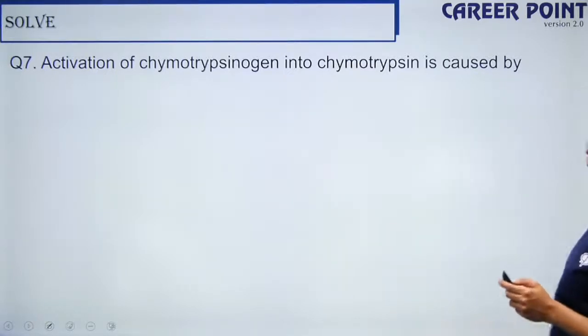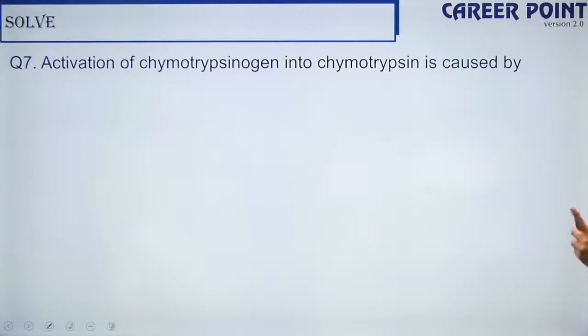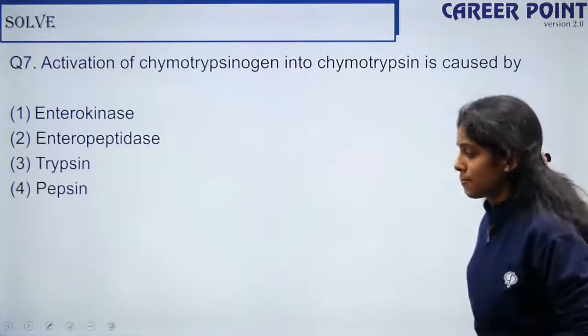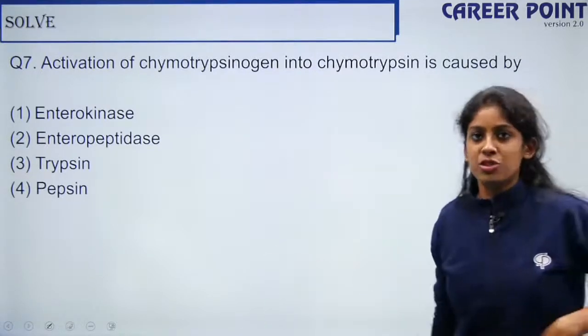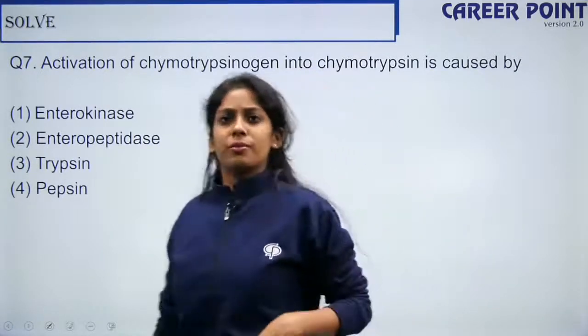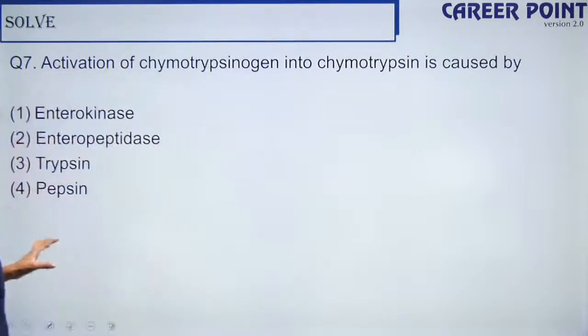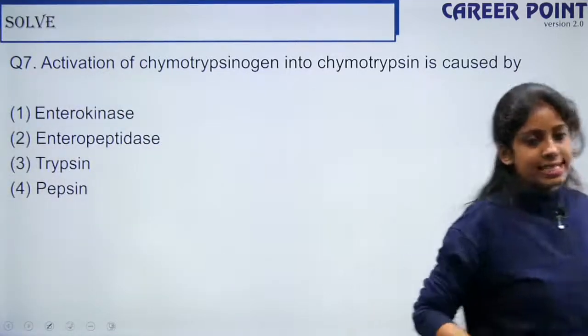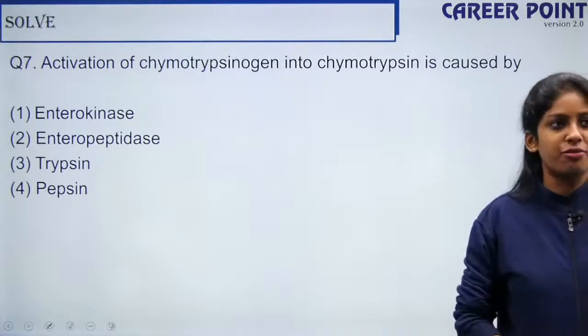Activation of chymotrypsinogen into chymotrypsin is caused by enterokinase, enteropeptidase, trypsin or pepsin. Yes, it is an easy question, a straightforward one, but still students make a mistake. The moment they see this, they click enterokinase. But what is the right answer here, Nishra? It's not a tough one, right?